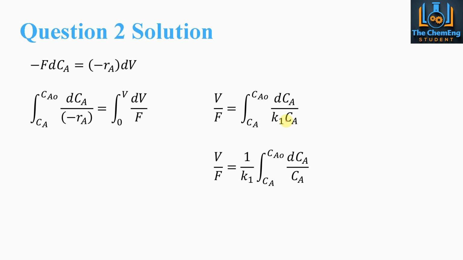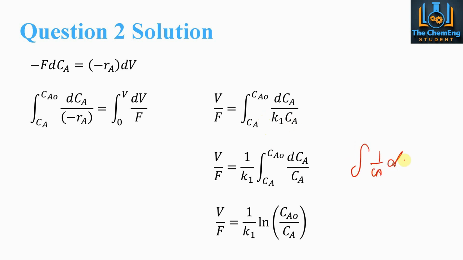So we can take K out of the integral sign, because this is going to remain constant regardless of the concentrations. So what we end up with is the integral of 1 over Ca dCa. That would give you the log, and then you would have your limits, the upper minus the lower. So that's why we have V over F is equal to 1 over K1 ln Ca naught over Ca.